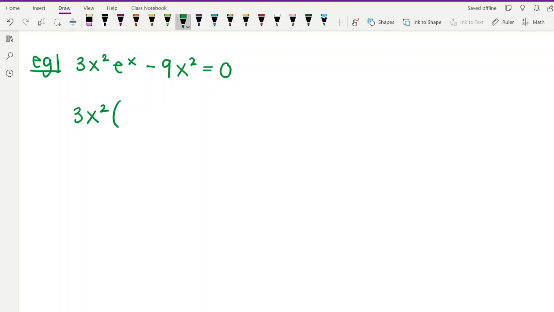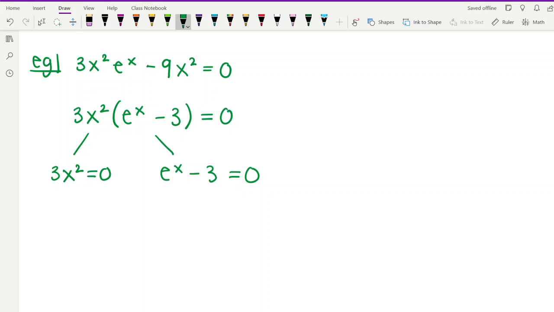So if we factor out 3x squared, we're left with e to the x minus 3. So just like in the last example, when we have multiple factors being multiplied together equaling 0, that tells us that each factor could equal 0. And at least one of the factors has to equal 0 to give us our solution. Okay, so first one is 3x squared is equal to 0. So that's the same thing as saying that x squared is equal to 0. And that's the same thing as saying x is equal to 0. So that is one possible solution.